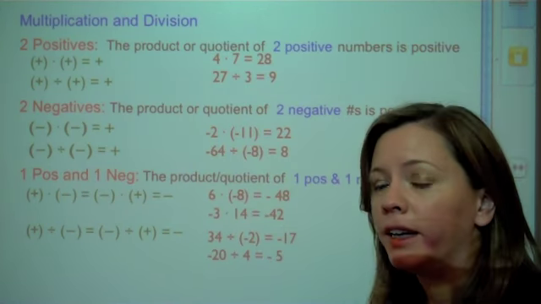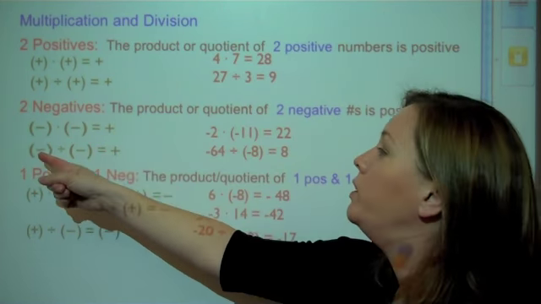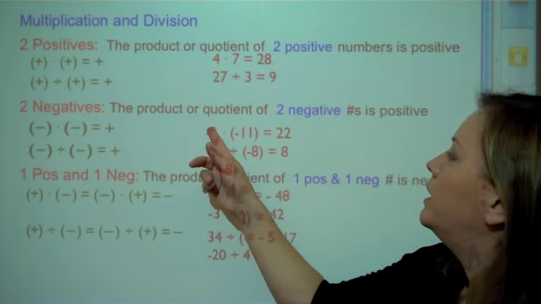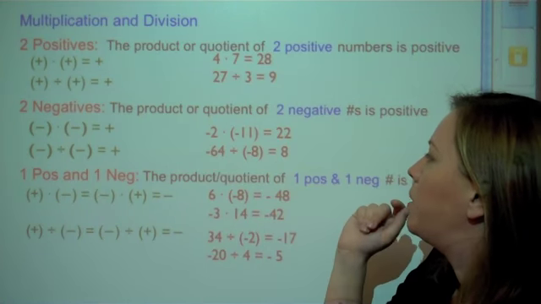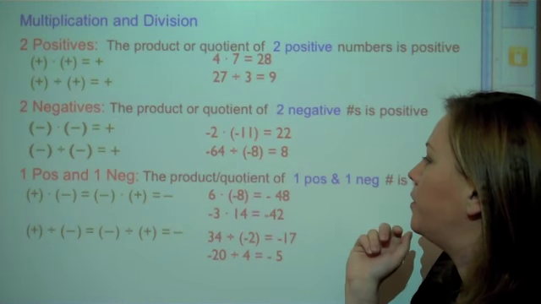Well, what about two negatives? When you multiply two negatives together, you always get a positive. When you divide two negatives together, you always get a positive. So for example, negative 2 times negative 11 is positive 22. Negative 64 divided by negative 8 is positive 8.